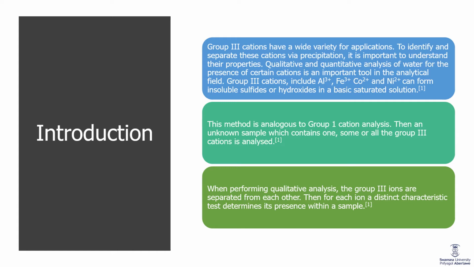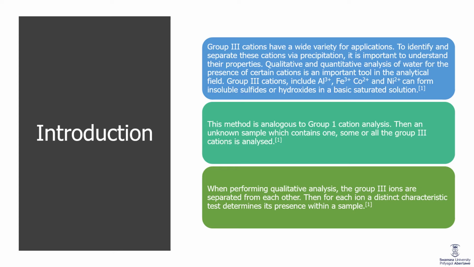Group 3 cations like aluminium 3+, iron 3+, cobalt 2+, and nickel 2+ can form insoluble sulfides or hydroxides in specific basic saturated solutions. This method is analogous to group 1 cation analysis, where a known mixture of known cations will first be prepared and analyzed as a positive control, and then an unknown sample with one, some, or all of these ions present can be analyzed and compared to understand the behavior and properties of these ions.